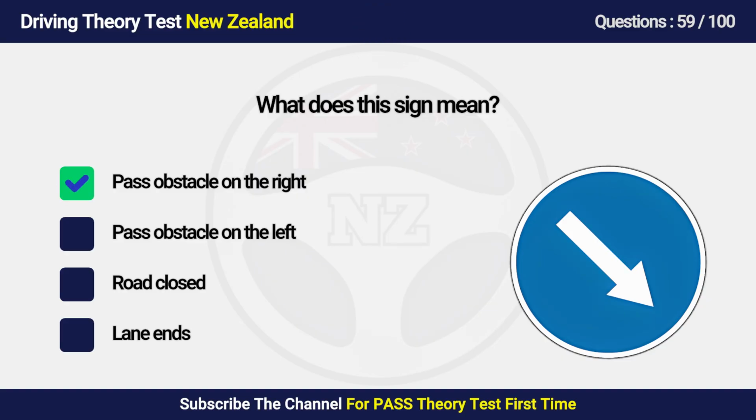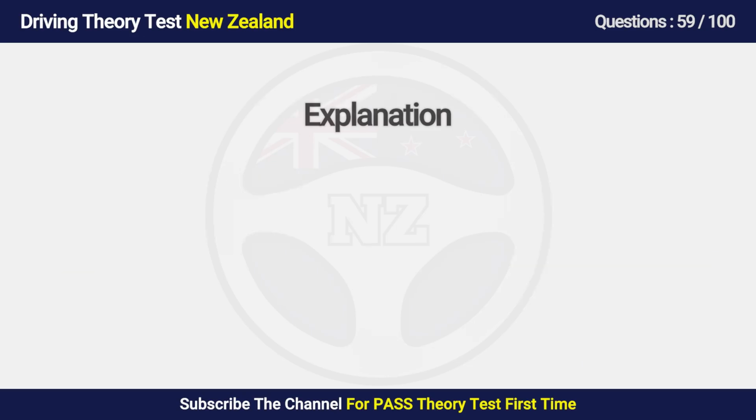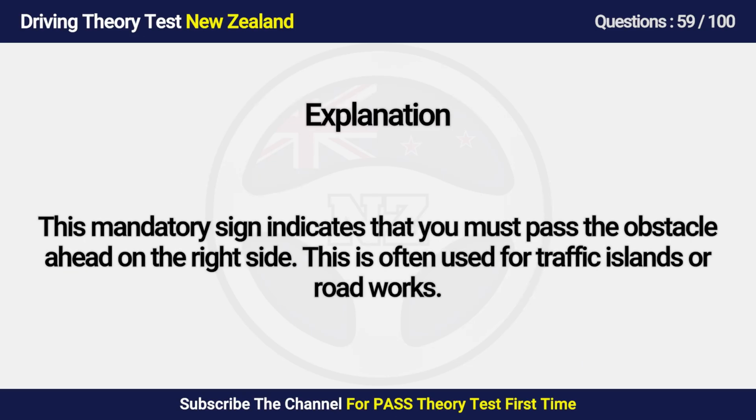Answer is A. Pass obstacle on the right. This mandatory sign indicates that you must pass the obstacle ahead on the right side. This is often used for traffic islands or road works.